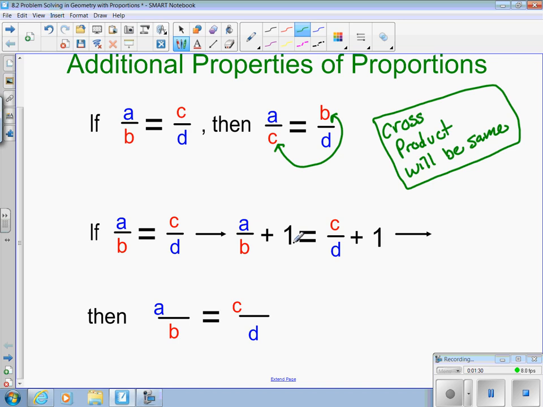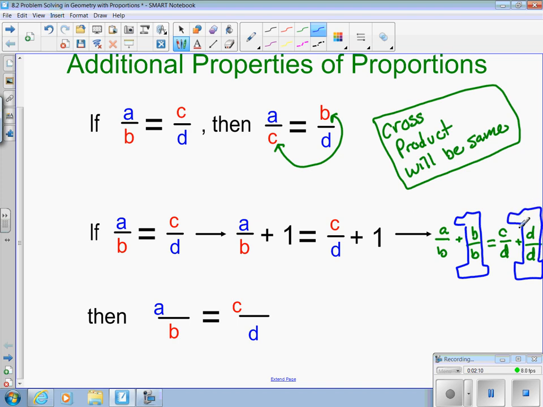Well, what if we add 1 to both sides of the equal sign? If you remember adding fractions, we want to add a fraction and a whole number, so we're going to get a common denominator. That denominator in this case would be B. And on this side, we'd need a common denominator of D, D as in dog. So if we change this 1, and sometimes I like to make big ones here to show that this is 1, we're still adding 1, but we changed it so that we had a common denominator.